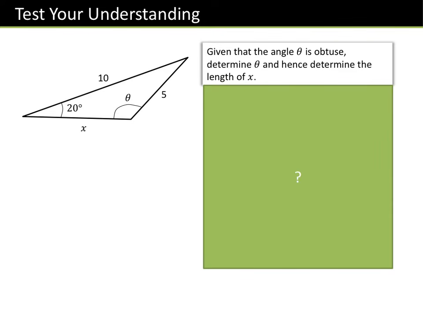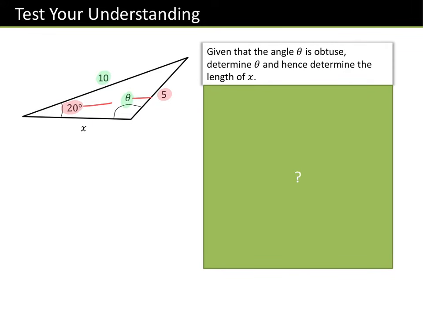Okay, so I'm reading the question. It tells me this angle is obtuse. I'm not going to worry about that for a second. I'm just going to work out the angle using the sine rule. So I always do my matching pair first. So here's my matching pair. 20 and 5 are a matching pair. Because it's matching, I know I can use the sine rule.